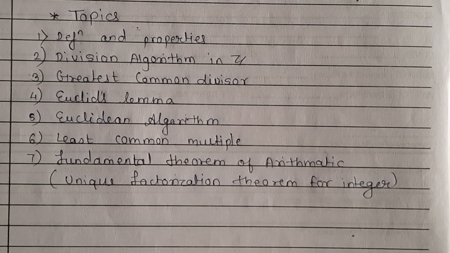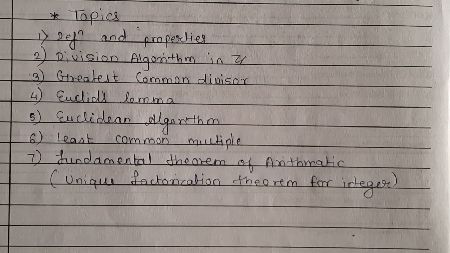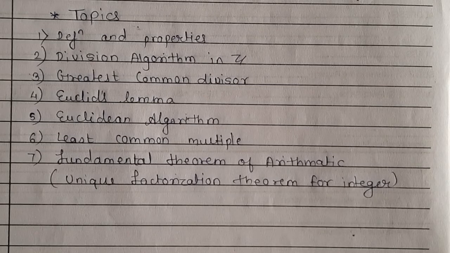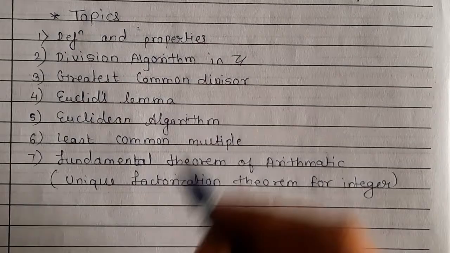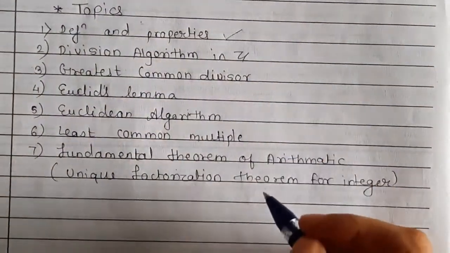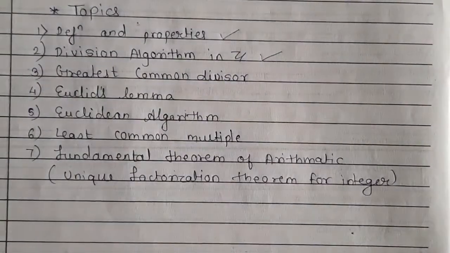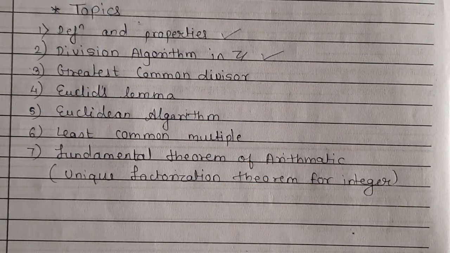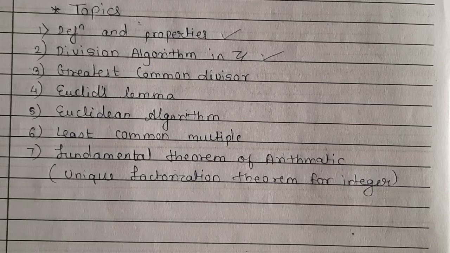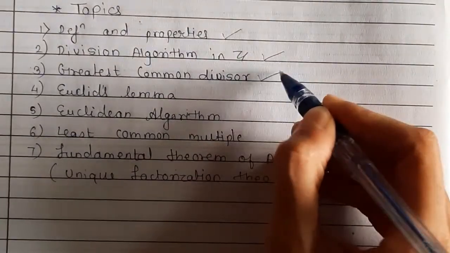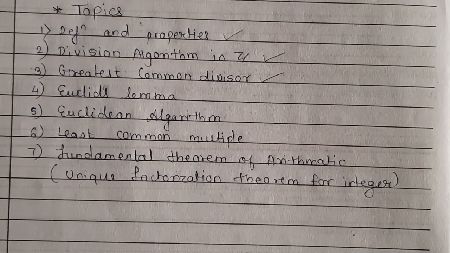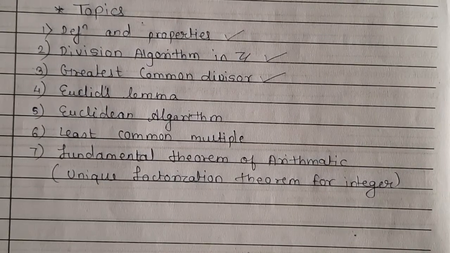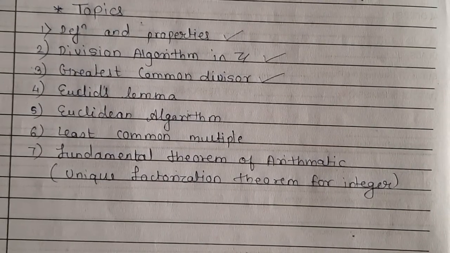In the last video we started a new unit, that is divisibility in Z. From that unit we took two topics. First is definition and properties, and the second is division algorithm in Z. These two topics we have covered in the previous video. Also we took examples based on division algorithm. In today's video we will take greatest common divisor, and in the next video we will take some examples based on GCD. Okay, so let's start the video.